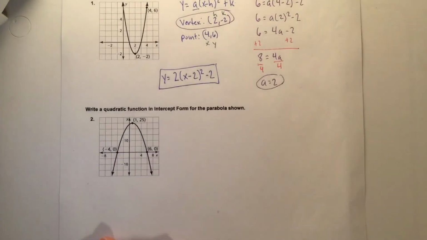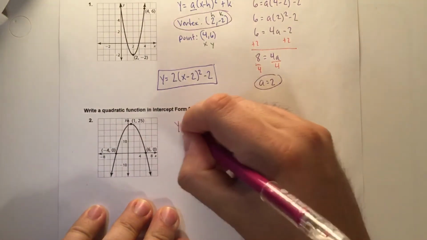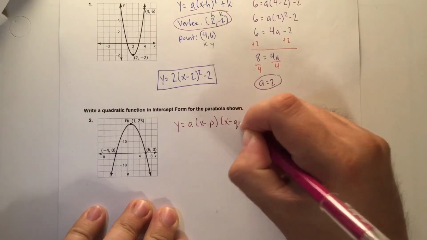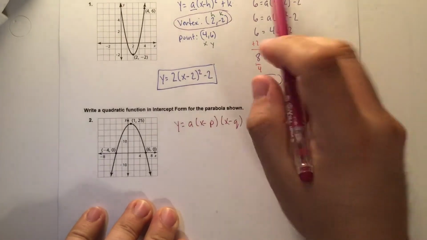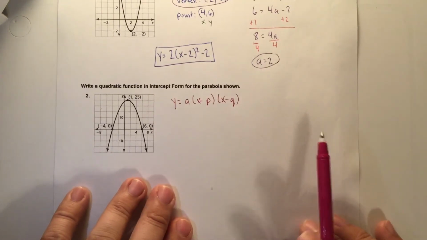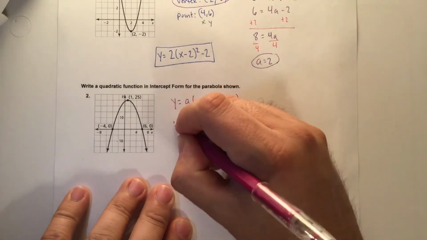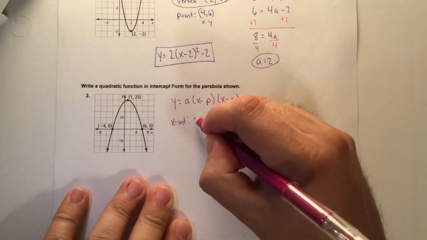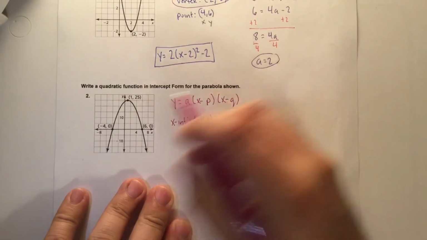Now let's talk about the intercept form. So for intercept form, we're going to write the equation y equals a, x minus p, and x minus q. So that's the general form. If you look up here, it is right there. Okay, so to solve this one, we need the x-intercepts. So in this case, the x-intercept is negative 4, 0. And the other one is 6, 0.